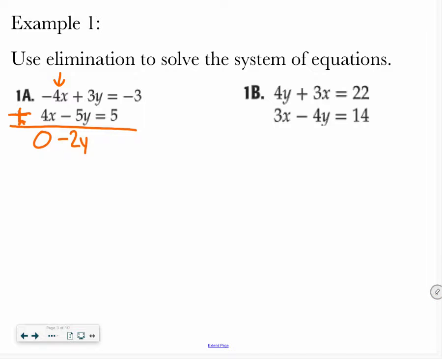Whenever we have a 0 minus something or 0 plus something, we don't really need that 0, so I'm going to get rid of that. And then I look, I have an equal sign, and I have a negative 3 plus 5. So that becomes a positive 2. Adding these two equations together means that we can now solve for y. So I can divide both sides by a negative 2. I'm left with y equals negative 1.